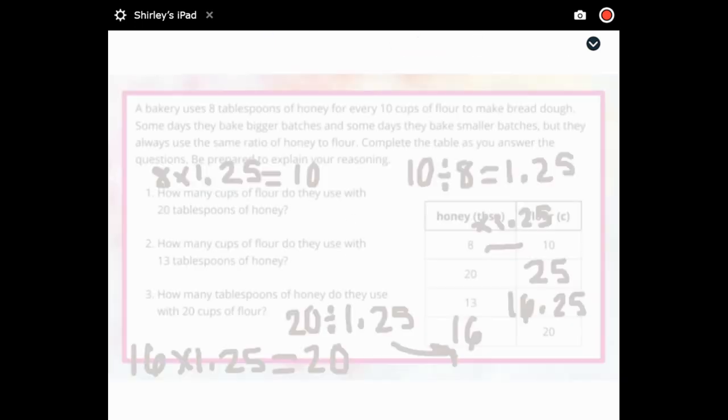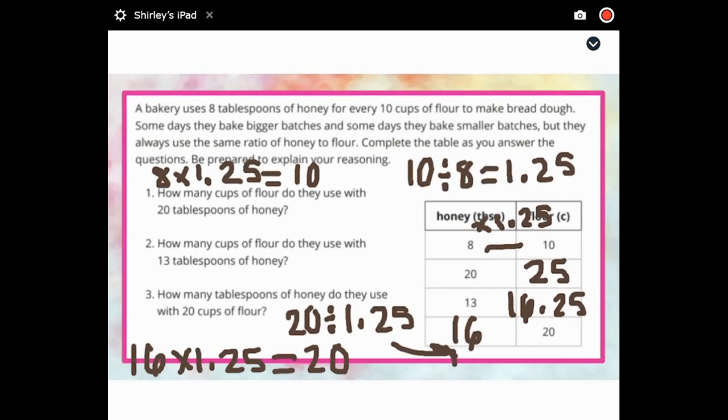Again, specifically in Unit 2, we're moving away from that scale factor idea. So anytime we're seeing a table like this and you're trying to figure out the link between the left and the right, you have to find that constant of proportionality. That means take a number on the right divided by a number on the left. So 10 divided by 8 gave a constant of proportionality of 1.25. That means there's 1 1/4 cups of flour per tablespoon of honey.